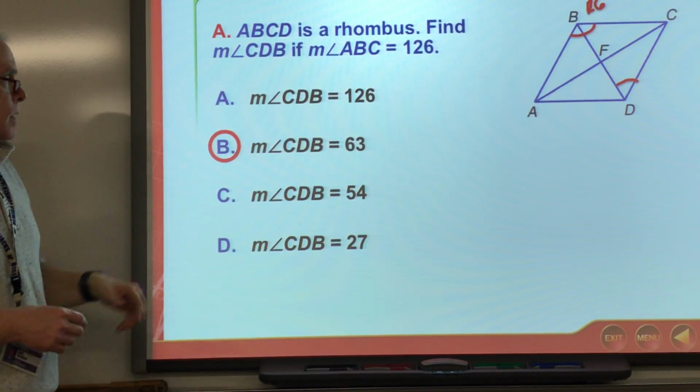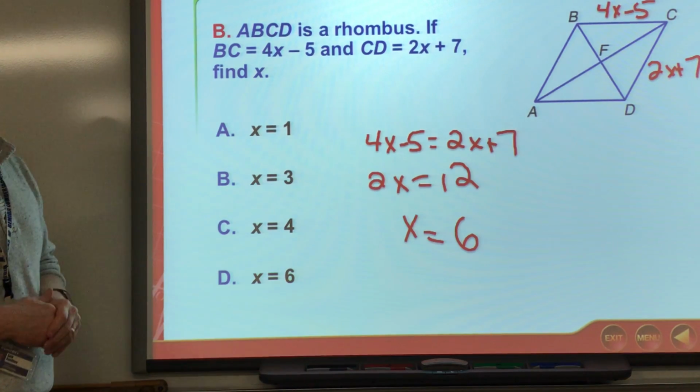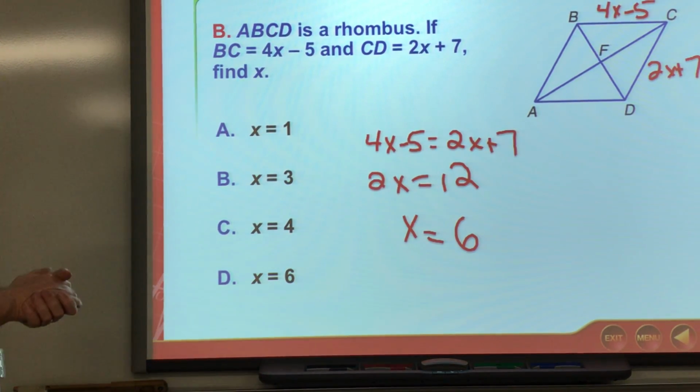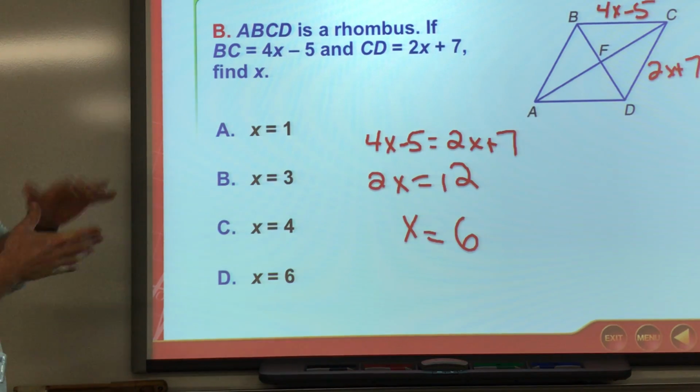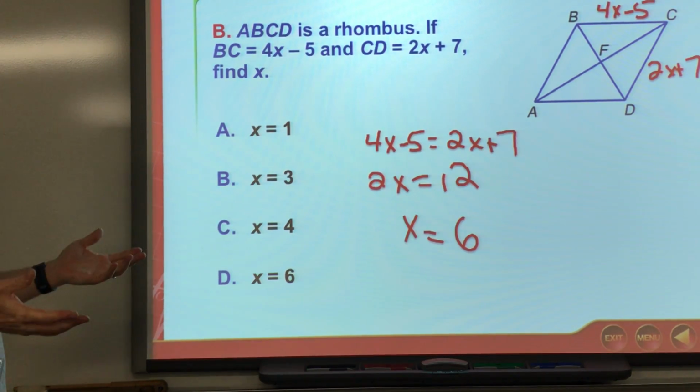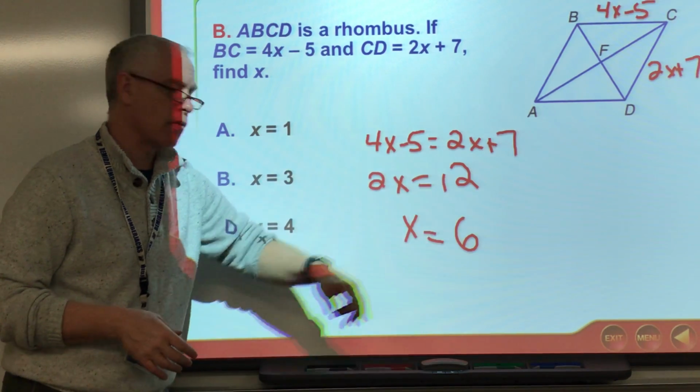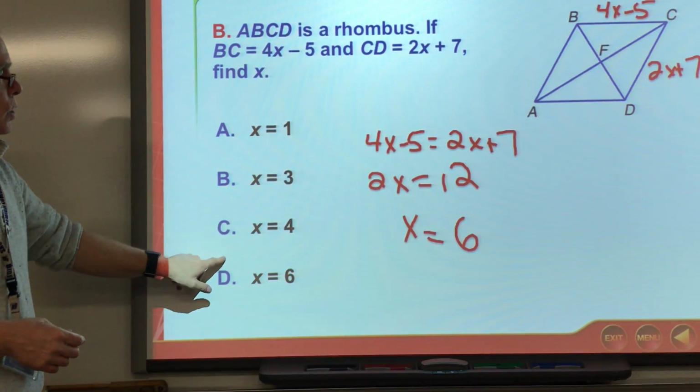All right, I've already kind of worked this one out for you. Let's take a look at why. I think you guys are pretty comfortable with this. They give me two sides of a rhombus. I know they all have to be congruent because that's the definition of a rhombus. I set them equal to each other, I solve for x. Good to go.